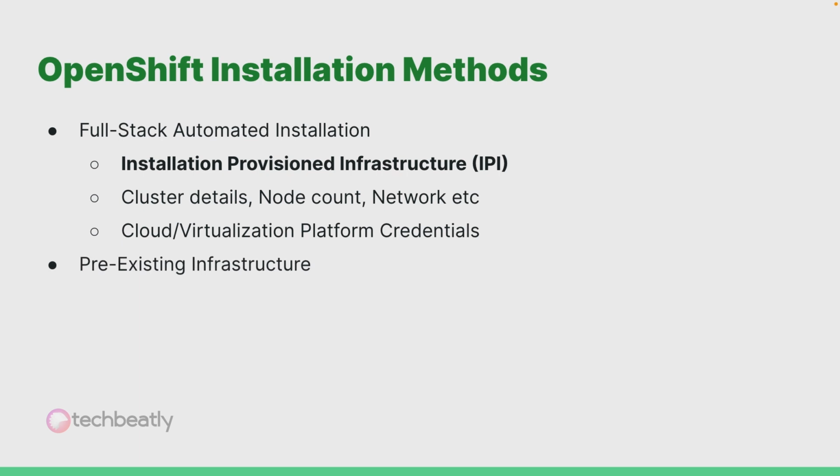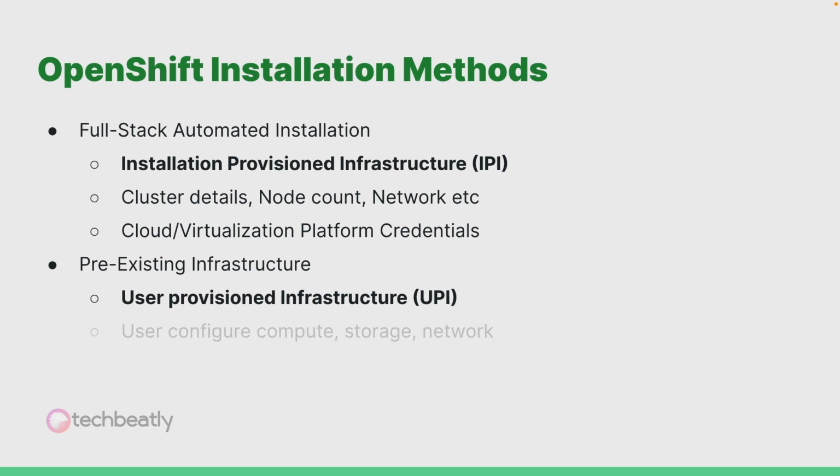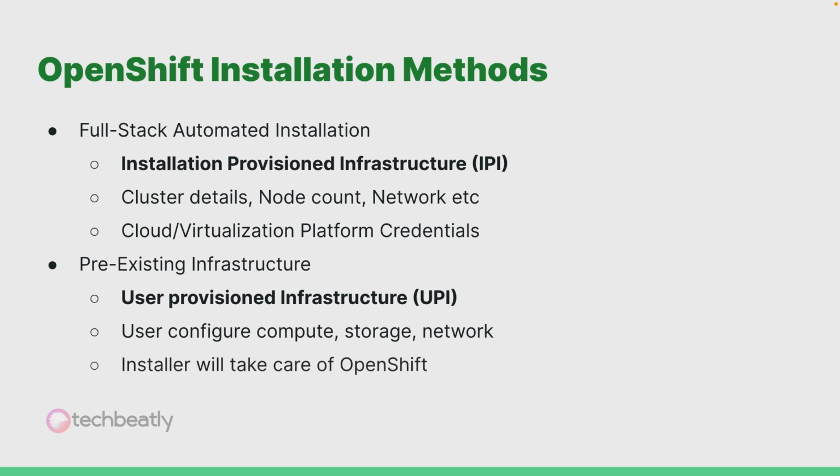On the other hand, if you need to customize your cluster nodes, networking and other configuration, then you can go for the user provisioned infrastructure or UPI method. In this method, you can use your pre-existing infrastructure such as virtual machines, network or disk. The OpenShift installer will take care of OpenShift components and configurations only. This method is useful when you need strict customization or the infrastructure does not support fully automated installation.